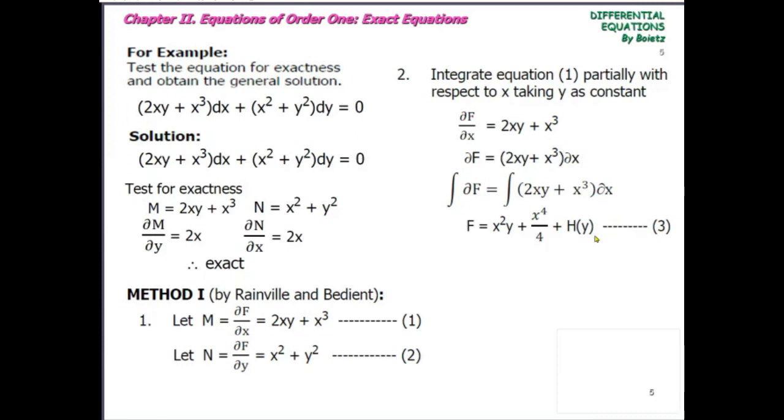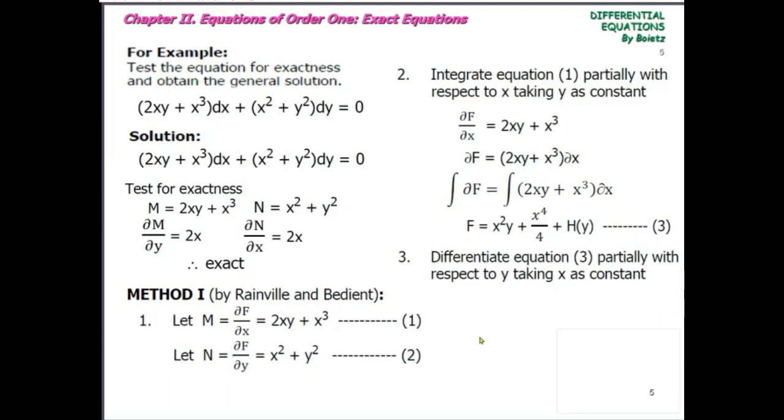Take na tayo ng pagkakaiba ng partial differentiation sa total integration, differentiation and integration sa total or complete integration or differentiation. So here, yung constant mo magiging function of the constant which is y, and call that equation number 3. Then step 3, differentiate equation 3 partially with respect to y naman, taking x as the constant.